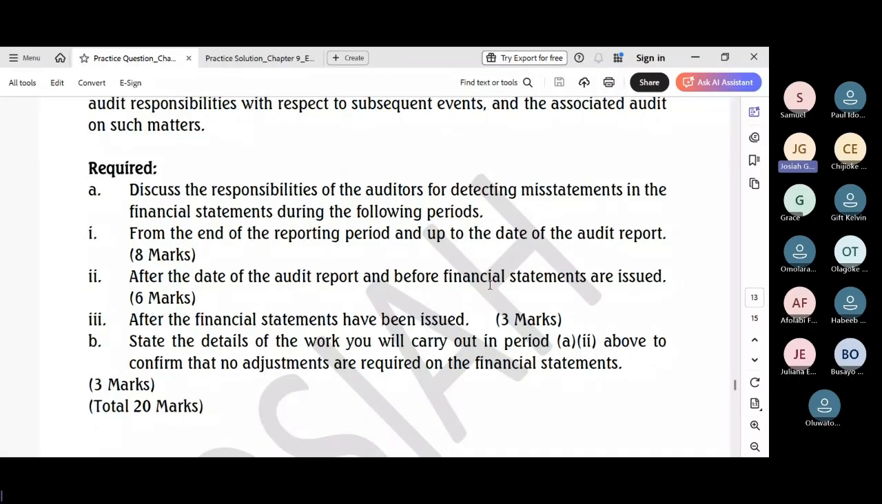Then B, state the details of the work you carry out in period A2 above to confirm that no adjustments are required in the financial statement. So period A2 is after the date of the audit report and before the financial statements were issued. This is an explicit test of the reporting dates we looked at based on IAS 10, events after reporting date. Wow, it's a 20-mark question.